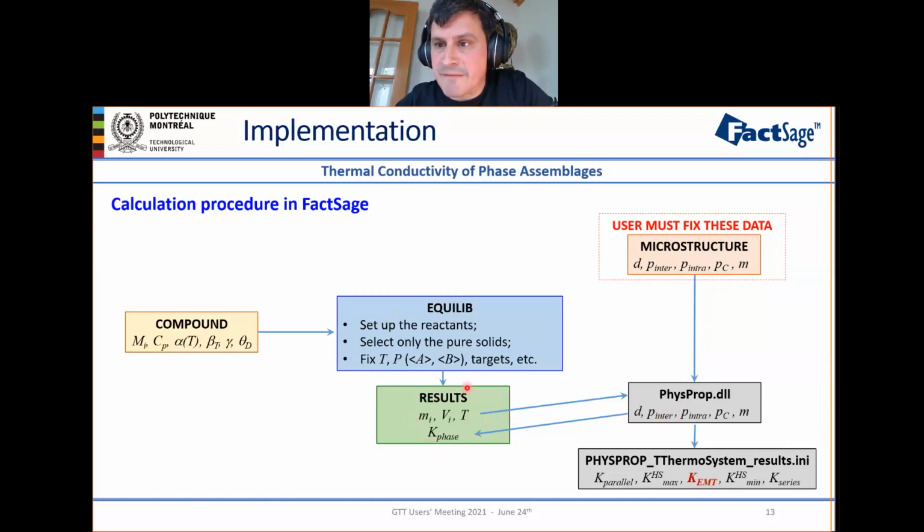thermal conductivity of the phases, which will appear in the Equilibre output, and will store in the physprop t-thermosystem results.ini file in the FactSage directory the 5 different thermal conductivities that were presented at step number 5. So the parallel and series limit, the maximum and minimum Aschen-Strickman value, and the EMT recommended value.